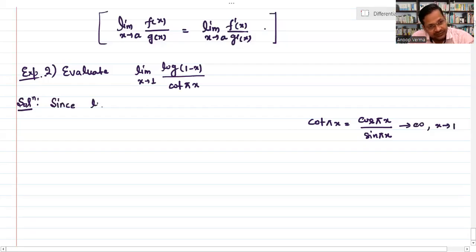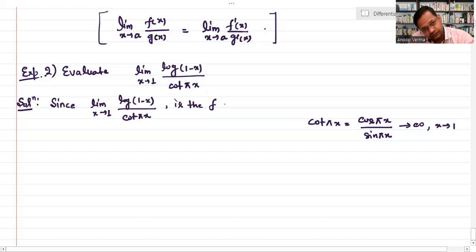Since this is the limit as x tends to 1 of log of (1 minus x) divided by cot(pi x), it is of the form infinity upon infinity. We can apply the L'Hospital rule, okay, so we can take the derivative. So this is the limit as x tends to 1.